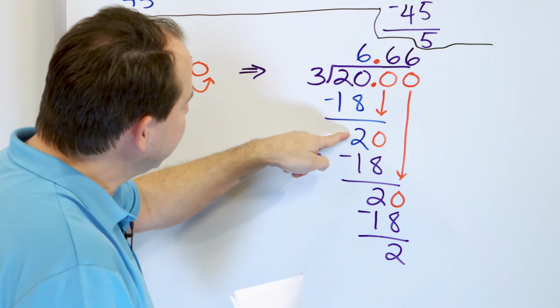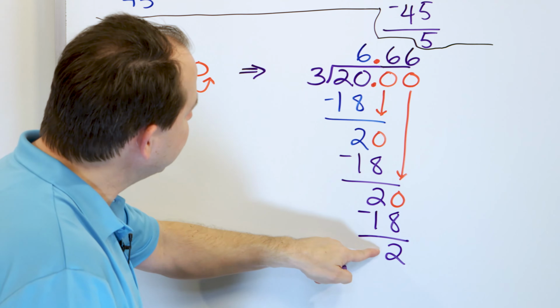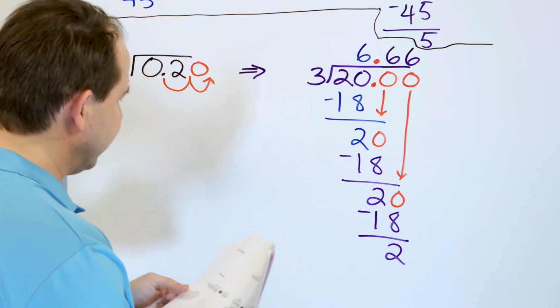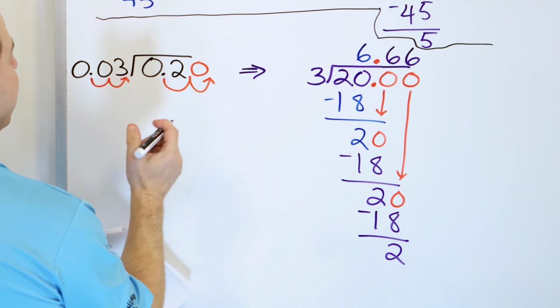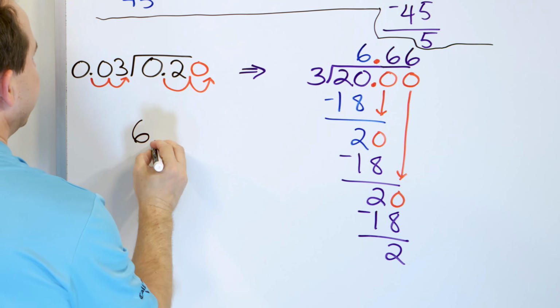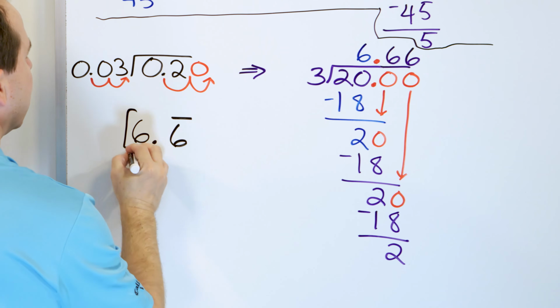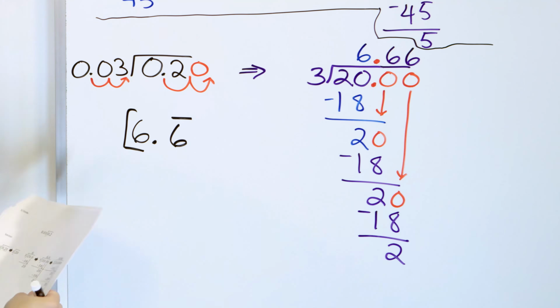Every time I do it, I'm going to get a remainder of 2. I can keep dropping zeros until I'm literally exhausted, but it's not going to change the fact that the answer to this problem is 6.6 with a repeating bar, because the 6's here repeat forever and ever and ever.